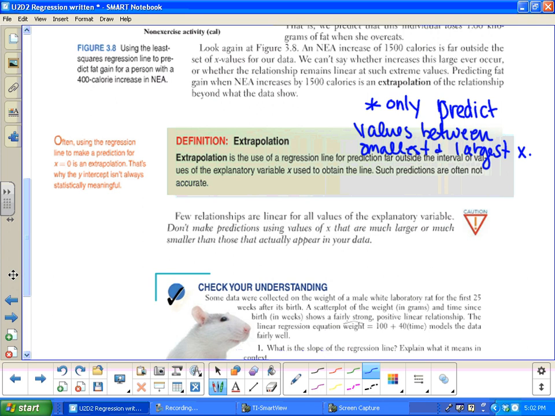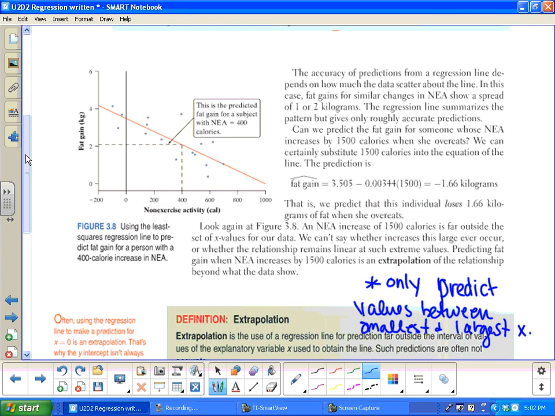All right. So up here, if we look at what they tried to do, if we look at our data, let's go up just a little bit. Our smallest value for non-exercise activity is going to be, let's see, about negative 100 or so. And the largest non-exercise activity would be about 700 calories, I guess.